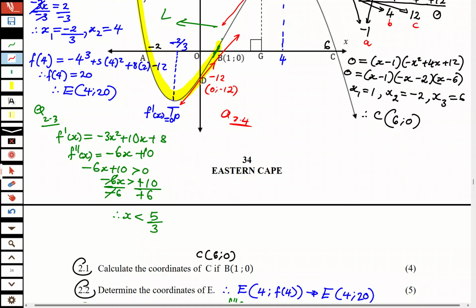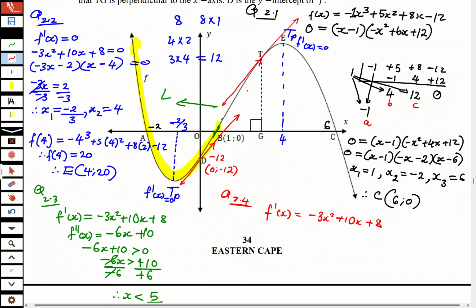So let's say, what is the gradient at D? We're going to take the first derivative. The first derivative is negative 3x squared plus 10x plus 8. This is the first derivative. It tells us about the gradient. We can find the gradient at any point on this curve: at E, at T, at C, at D, at A, using this first derivative, guys. It tells you about the gradient everywhere on your curve.